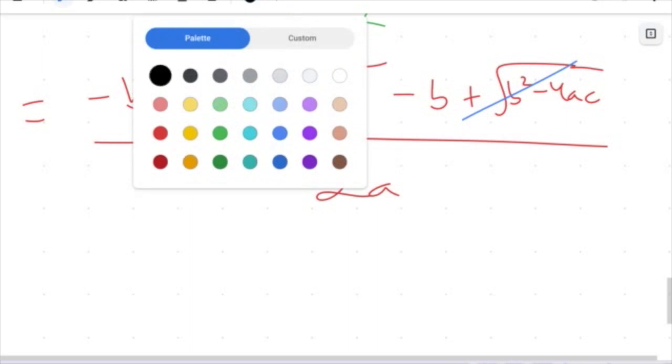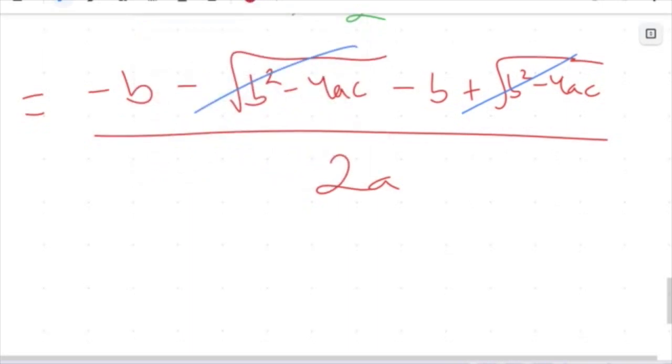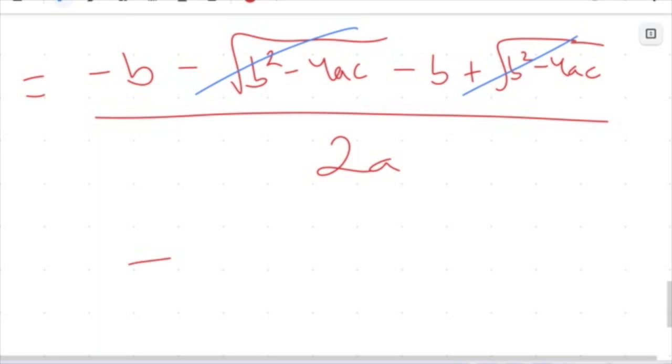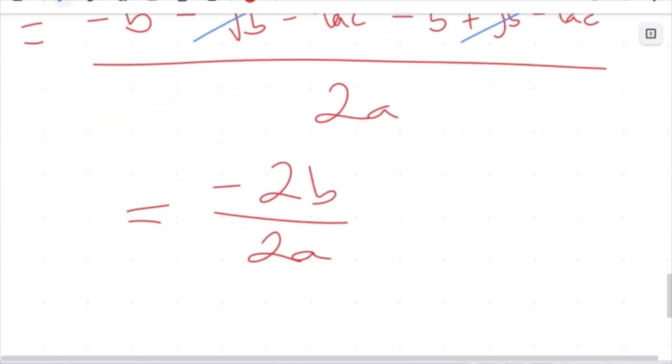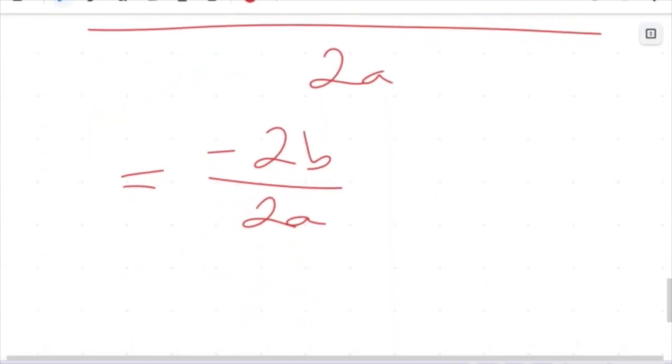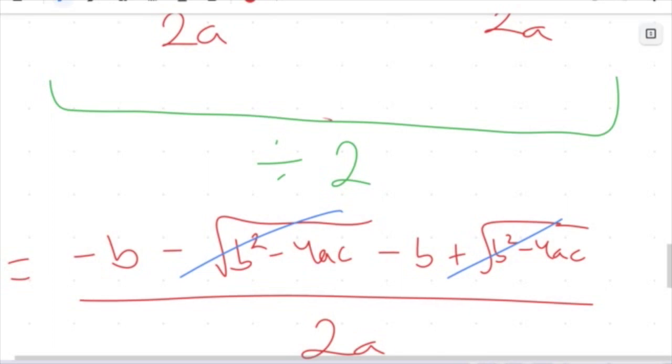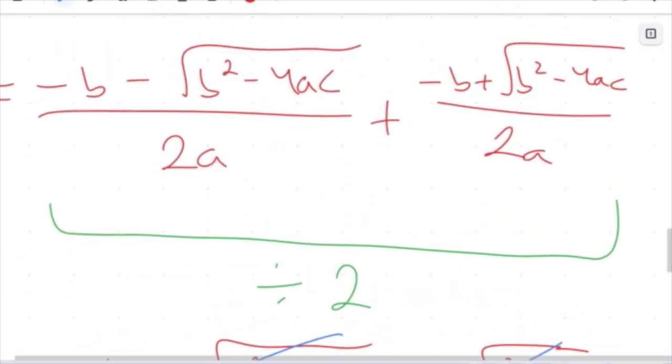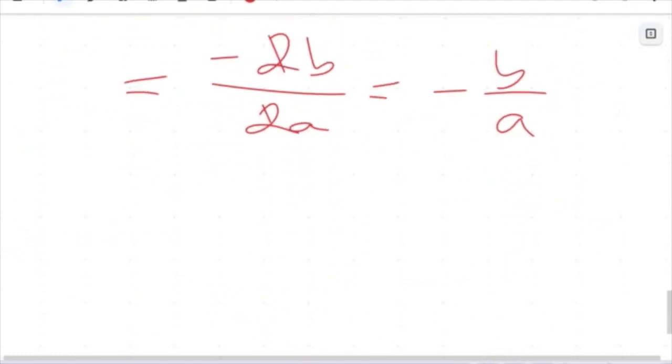So here I'm going to get minus b on the top. That gives me minus 2b over 2a. And these two are going to cancel out. That gives me minus b on a. But remember, we still have to divide by 2 here. So we've simplified this thing up here. Now we just need to divide by 2.